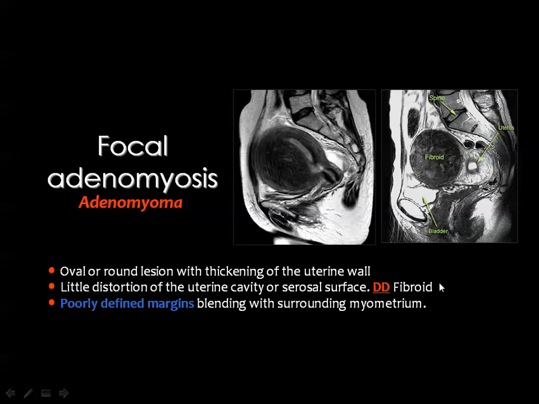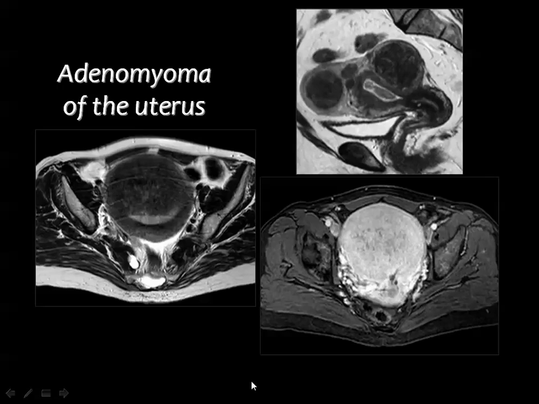The only finding that helps in the differential diagnosis is the definition of the margin. Uterine fibroid usually has a well-defined margin, while adenomyosis has a diffuse margin with the adjacent myometrium. And here is the difference between adenomyoma and the leiomyoma or the fibroid. You see the well definition of the margin.